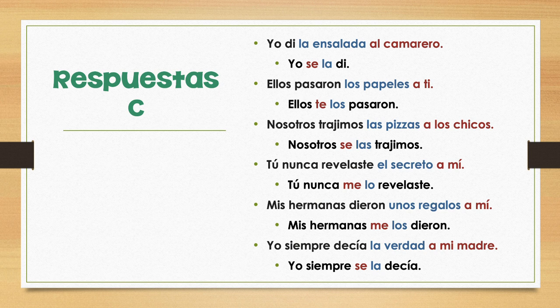Tú nunca revelaste el secreto a mí. El secreto becomes lo. A mí becomes me. Switch places. Tú nunca me lo revelaste. Mis hermanas dieron unos regalos a mí. Unos regalos turns into los, a mí turns into me. Mis hermanas me los dieron. Or yo siempre decía la verdad a mi madre. La verdad turns into la, a mi madre turns into le. Oh, I don't want le la, so I'm going to make it se la. Yo siempre se la decía.